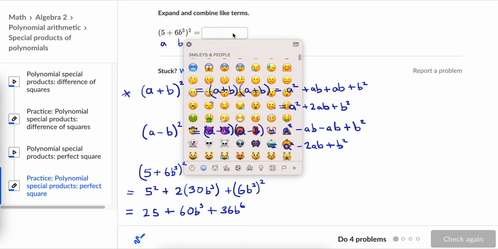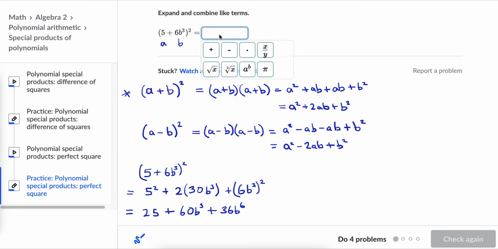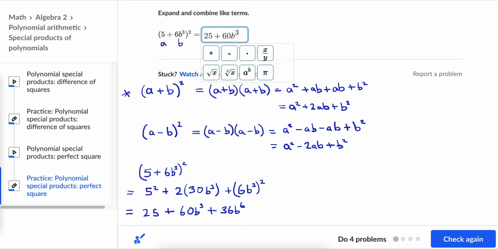Okay, we'll take a look at a second problem here in just a moment. 60b cubed plus 36b to the 6th power.